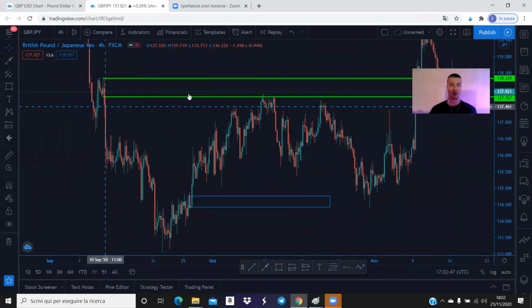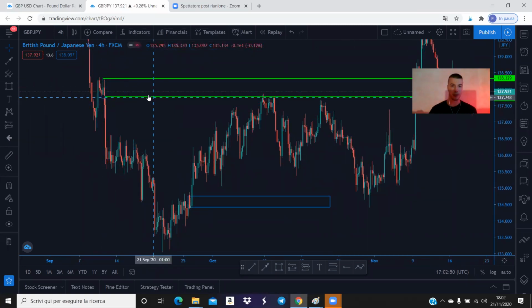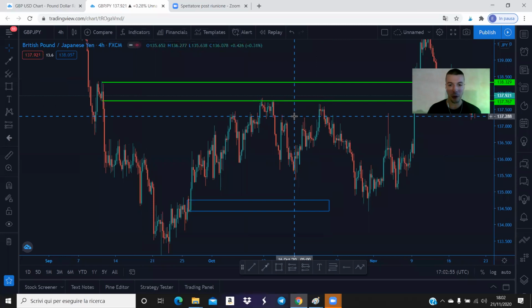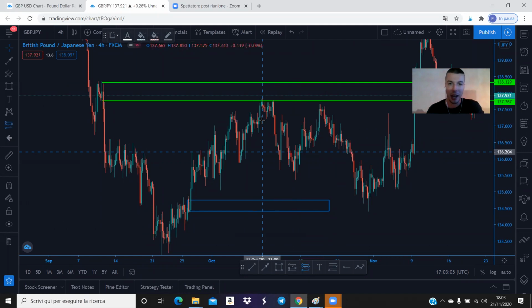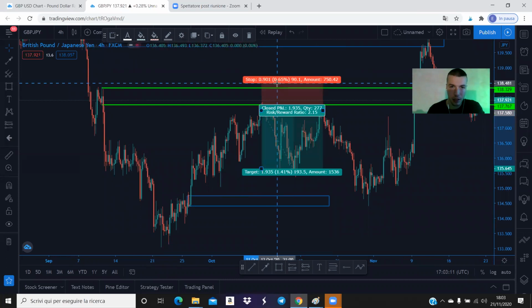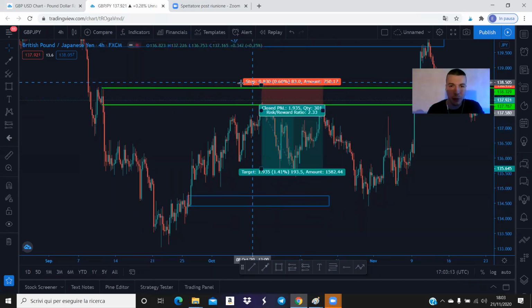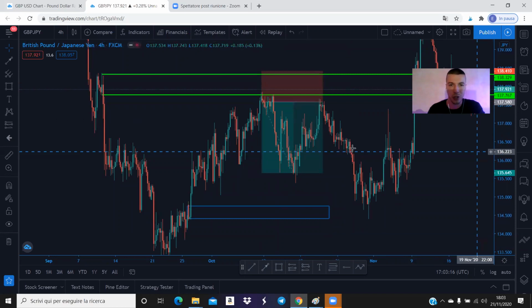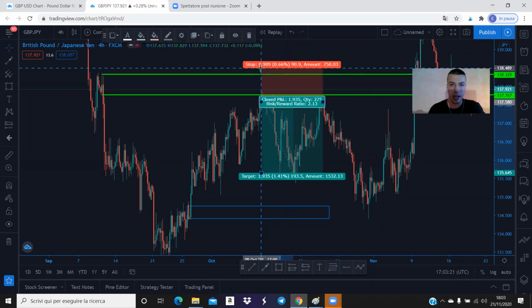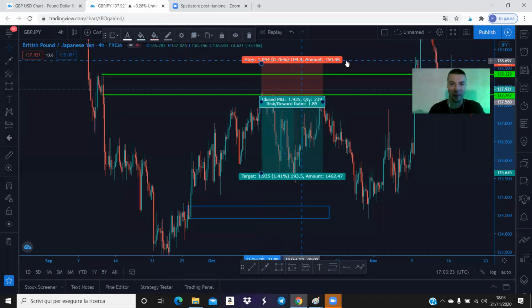So you get your supply level, you see the retracement, and what you want to do is to always place the stop loss outside of your supply or demand zone. When I say outside, I don't mean like this. I don't mean right outside of the zone, because it is too close, it's too risky. But what I mean is something like this is fine.